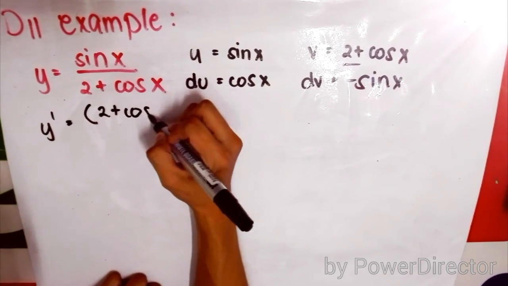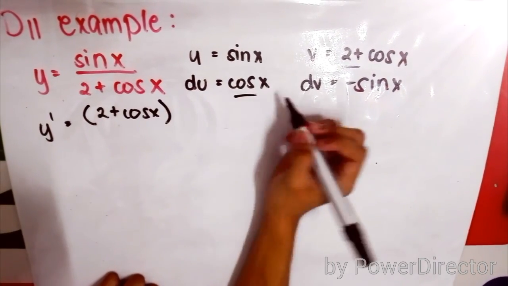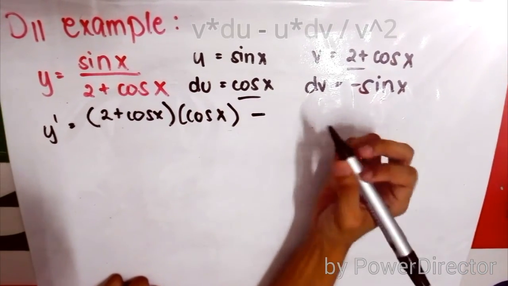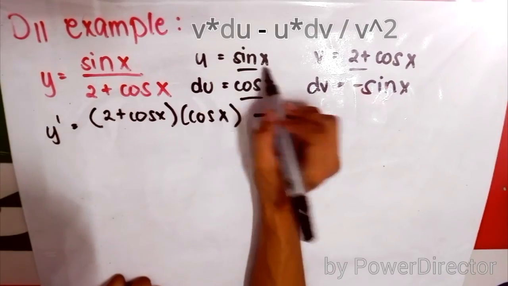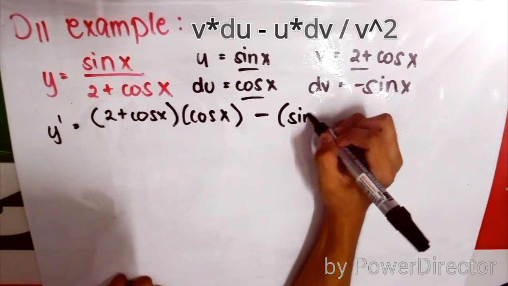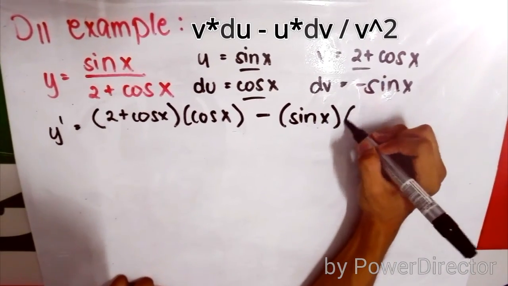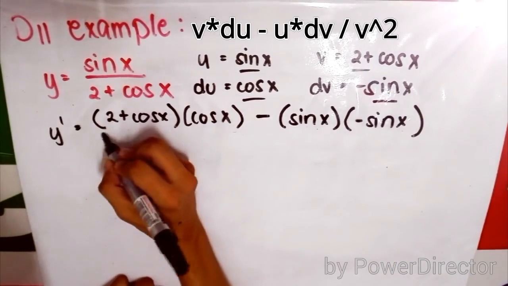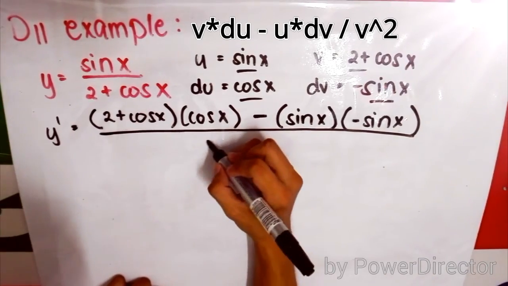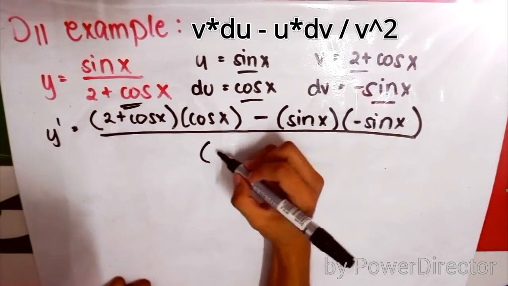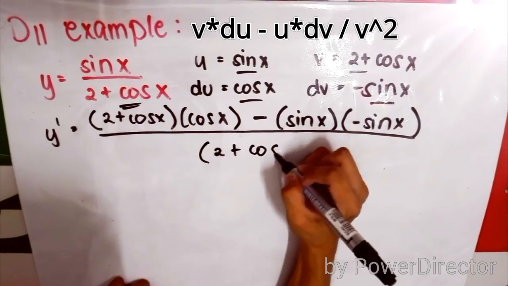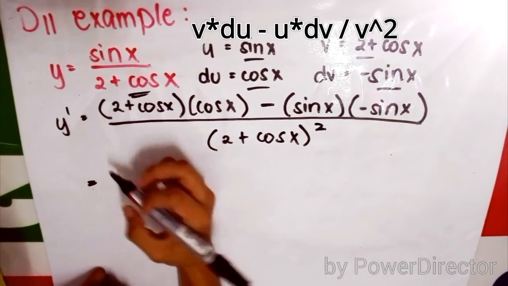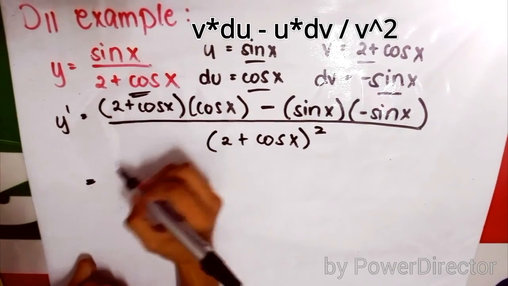Next we get the y prime, which is 2 plus cosine x, then get the du, which is cosine x, minus sine x and negative sine x, over the v squared, which is 2 plus cosine x squared.